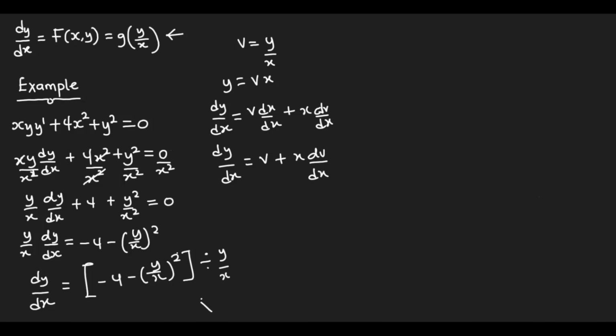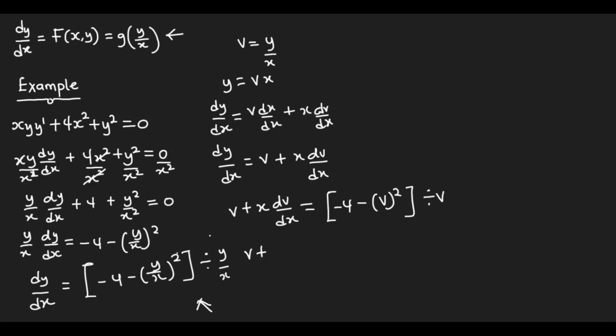So let's come back to this differential equation. Instead of dy/dx there, I will write v plus x dv/dx, and then this will be equal to, we have minus 4, let me bring square brackets rather, we have minus 4, minus y over x squared, which will be v squared, and then brackets close, divided by v. Okay, so now let's continue.